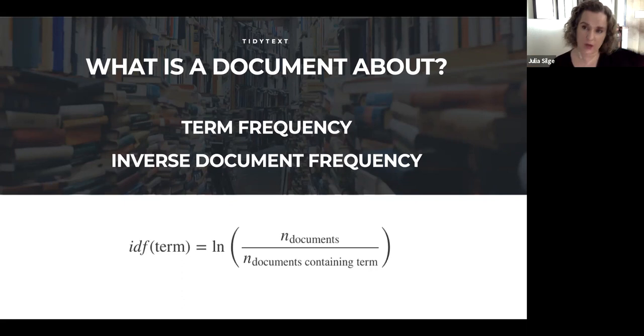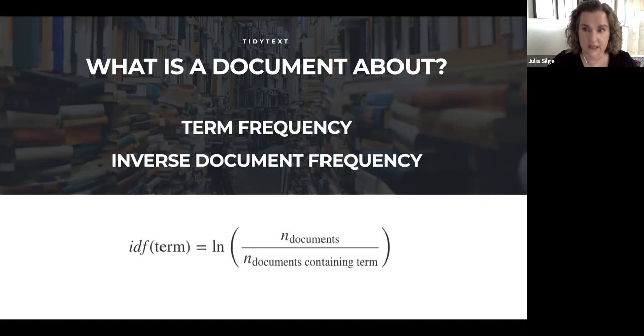If you have some word that is only used in one document, then that ratio is big and so the natural log is bigger. So then it doesn't get weighted down. When you multiply these two things together, you get what's called TF-IDF. It's a statistic that you measure about words in a collection of documents, and it helps you find things that are characteristic of documents.